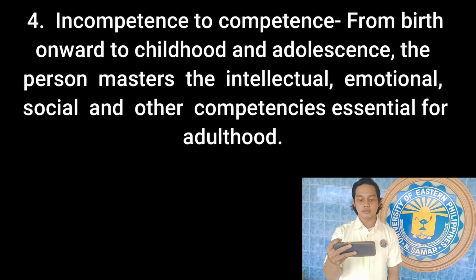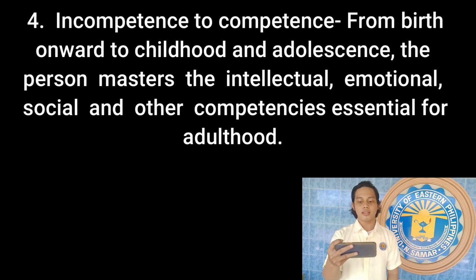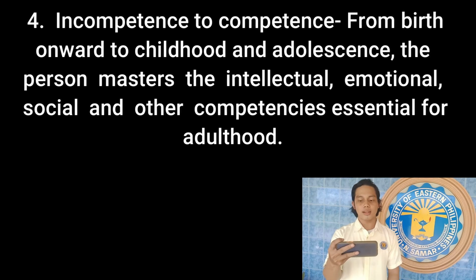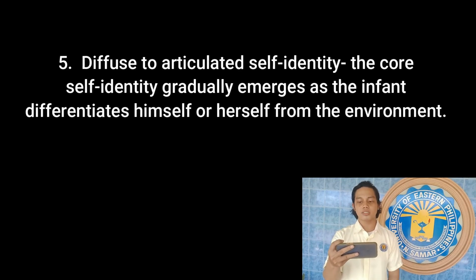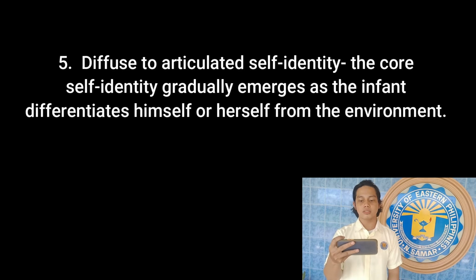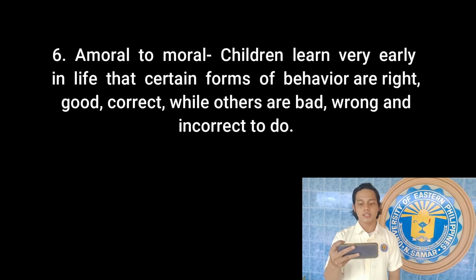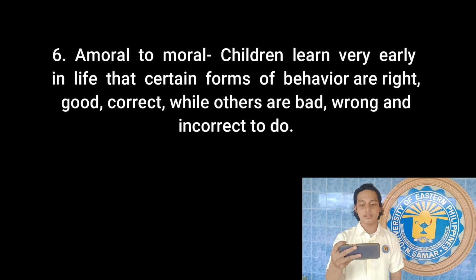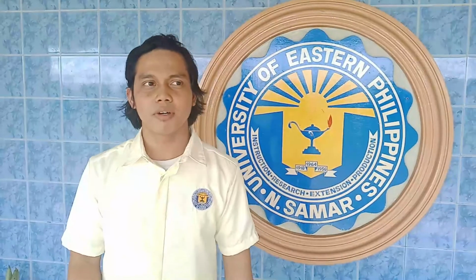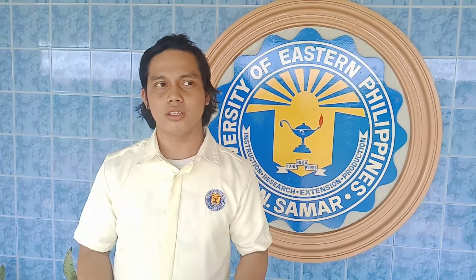The fourth, incompetence to competence. From birth onward to childhood and adolescence, the person masters the intellectual, emotional, social, and other competencies essential for adulthood. Fifth, diffuse to articulated self-identity, which is the core self-identity that gradually emerges as the infant differentiates himself or herself from the environment. The last is amoral to moral. Children learn very early in life that certain forms of behavior are right, good, and correct, while others are bad, wrong, and incorrect to do.